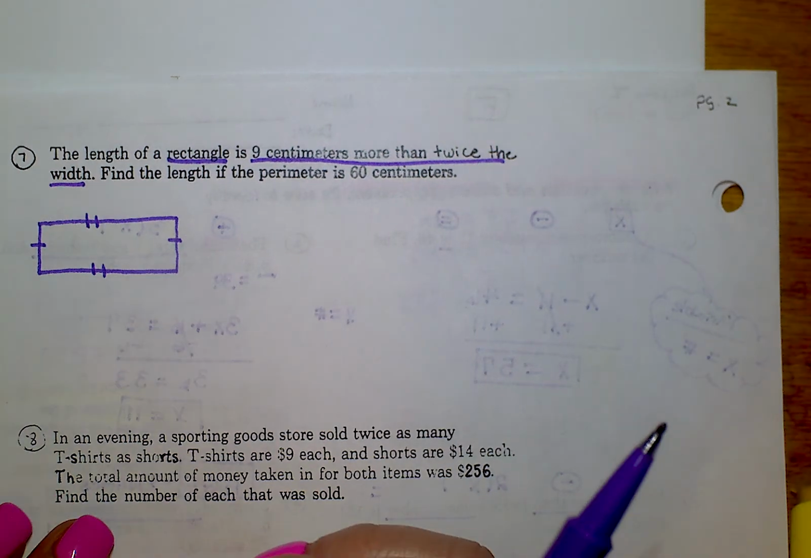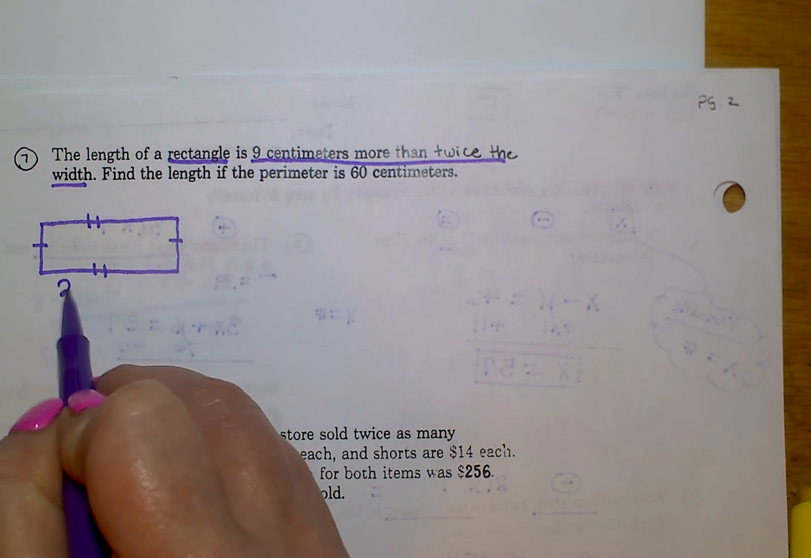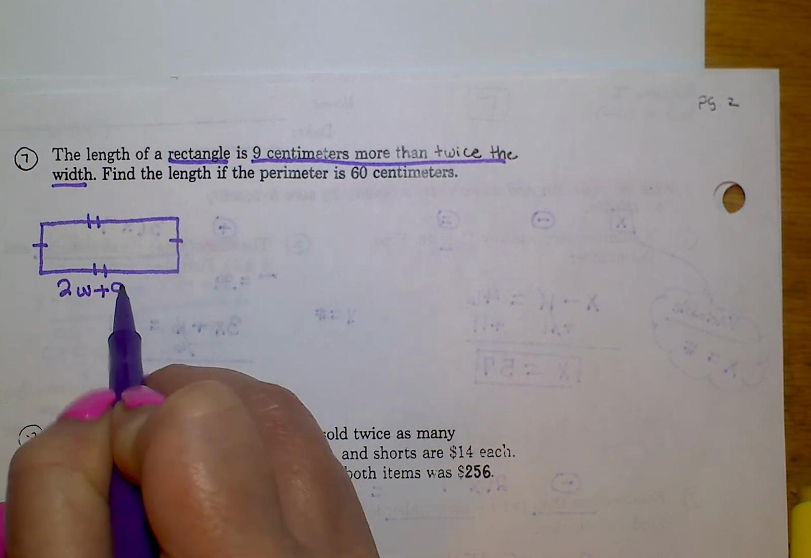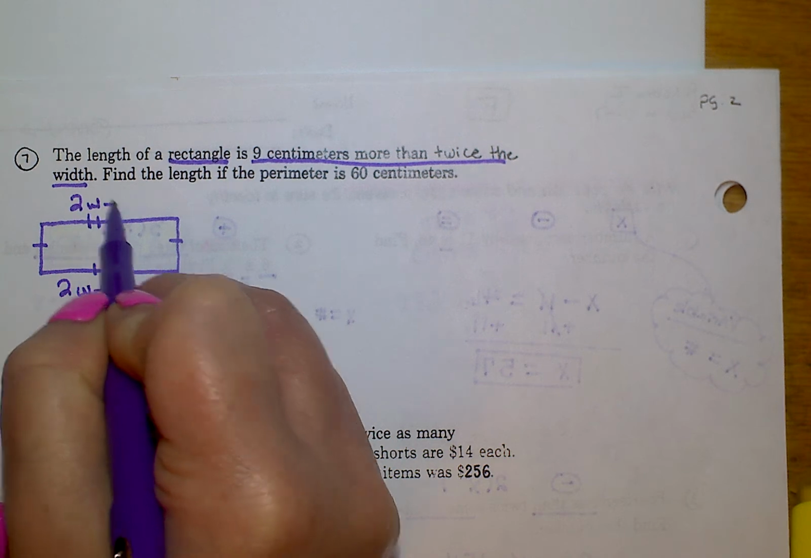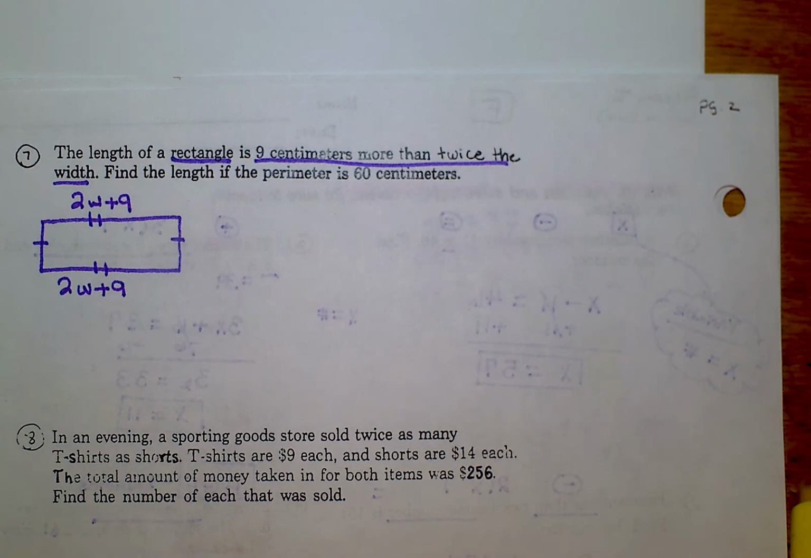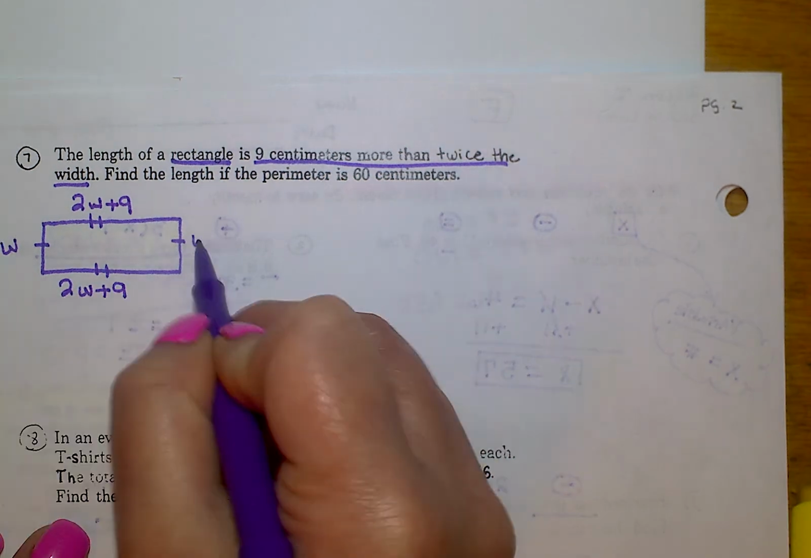Now with this, I like to use W for the width. So the length is 9 centimeters more than twice the width. So 9 centimeters more than twice the width. So both of those sides would measure the same. We don't know what the width is, so I'm going to put W.